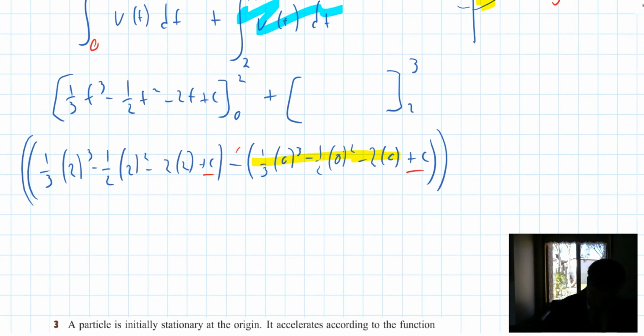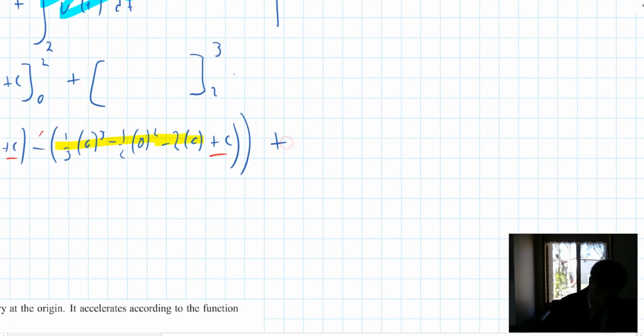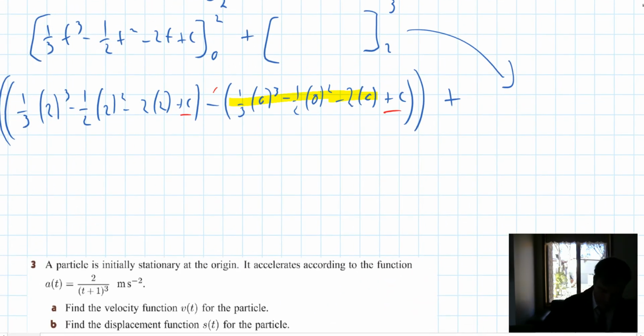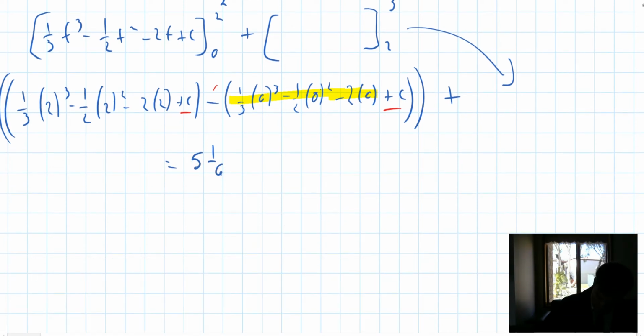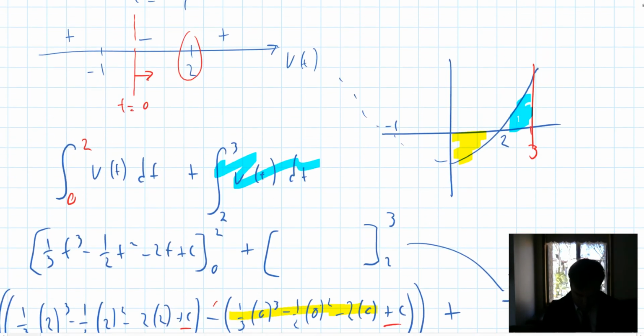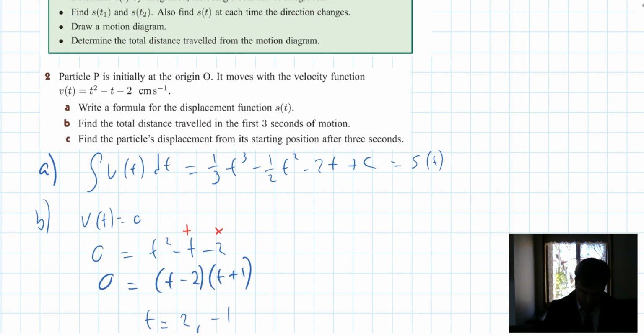Alright, and from memory, that entire thing will come to negative 10 on 3, or just 10 on 3. And then we add that to this one here, which you guys can do, and it will all come out to 5 1/6. Alright. That is the distance travelled, 5 1/6.